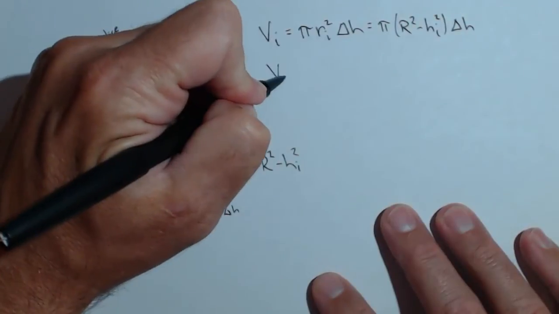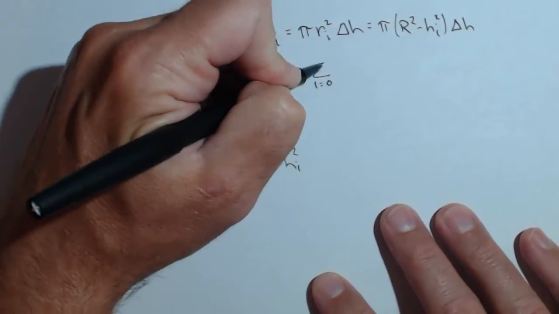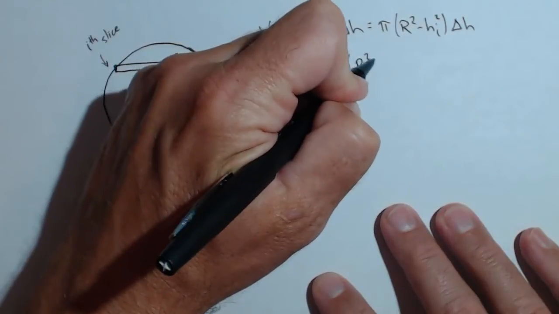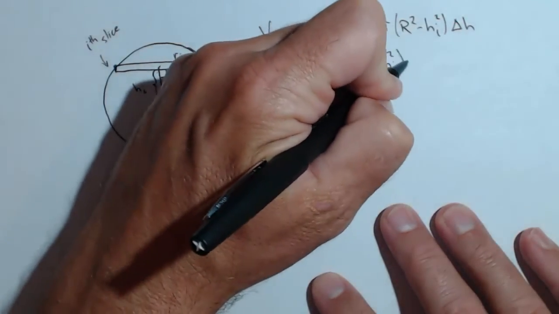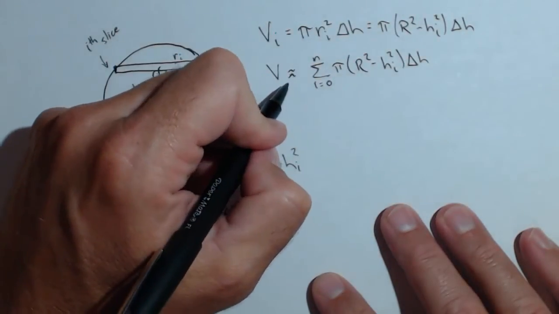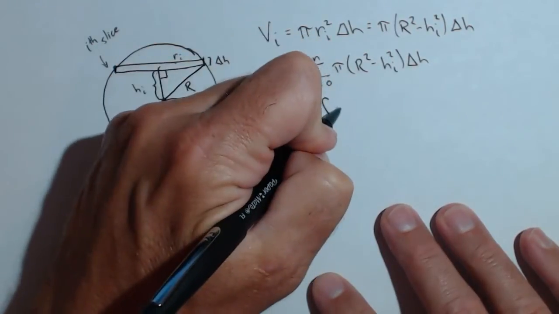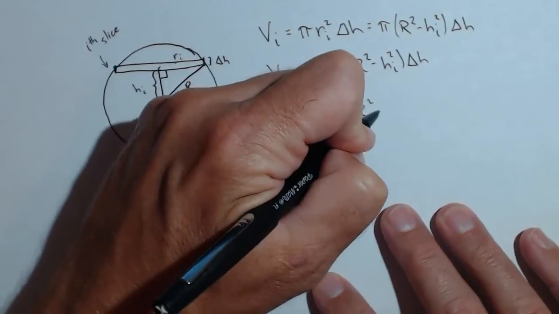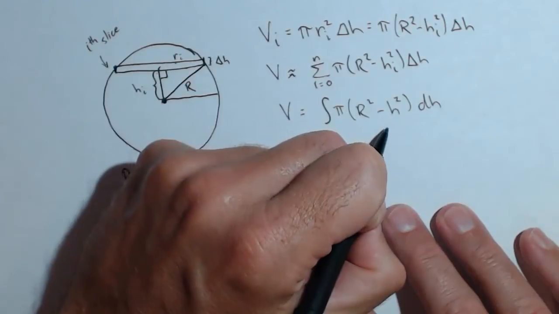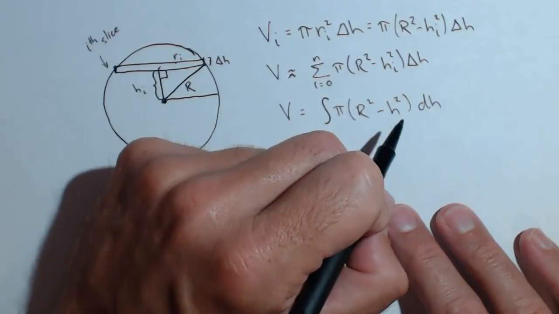Now if we set up our Riemann sum, the volume is approximately the summation from i equals 0, or 1 if you wanted to use it, to n of pi times r squared minus h sub i squared delta h. We're going to take the limit as n goes to infinity of this to get it exact. So that will turn it into a definite integral: pi times r squared minus h squared dh. My h sub i went into an h because I went from the discrete case to the continuous case. Now we're continuously going to add in every possible h value.